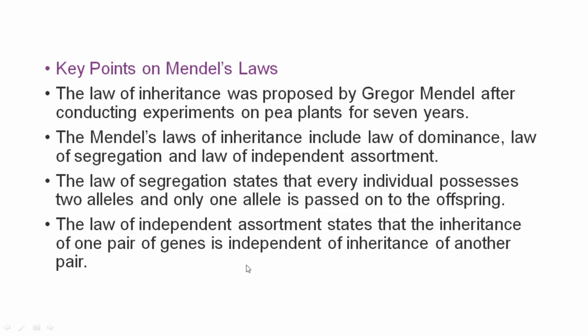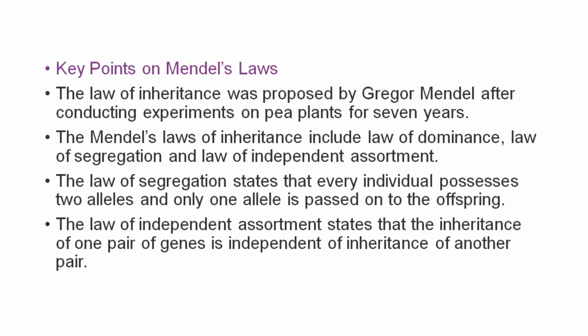Key points on Mendel's laws. The law of inheritance was proposed by Gregor Mendel after conducting experiments on pea plants for several years. He conducted cross pollination, artificial pollination techniques and hybridization techniques, and proposed mainly three laws: the law of dominance, the law of independent assortment, and the law of segregation.